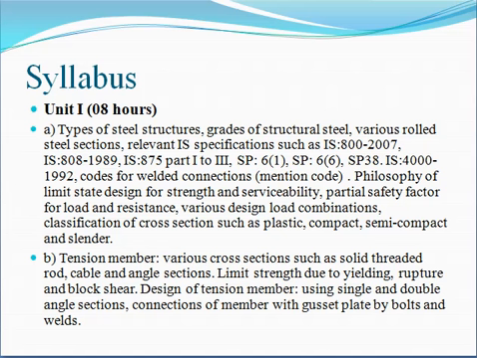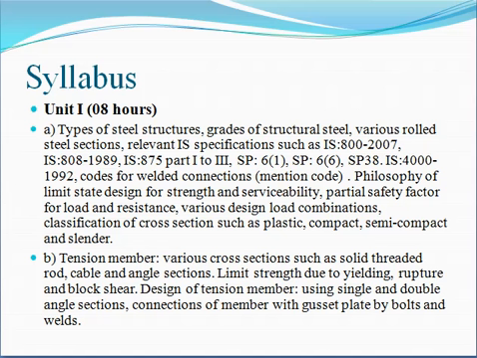After that, we will see the most important part of the first unit, part A, that is classification of cross section, like plastic, compact, semi-compact, and slender. For that, we have to use the IS code. One table is given in the IS code. By using that table, we can classify the cross section. This is all about part A of unit number 1.